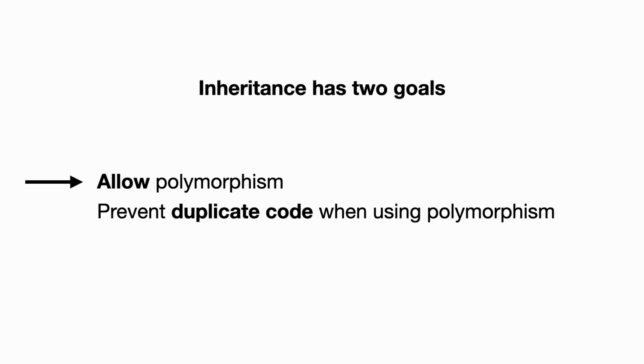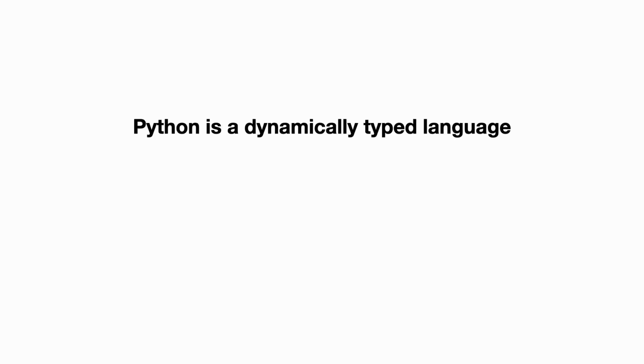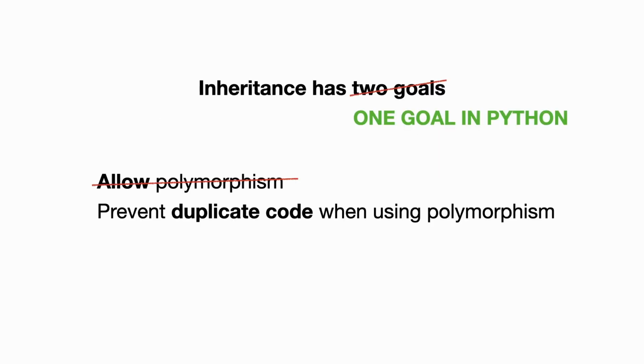Inheritance is needed to achieve polymorphism in statically typed languages like C# and Java. But Python is a dynamically typed language. Technically, you do not need inheritance to achieve polymorphism in Python. So, inheritance is not needed in Python to achieve polymorphism. But it still plays a role when using polymorphism. Let me show you a typical example.